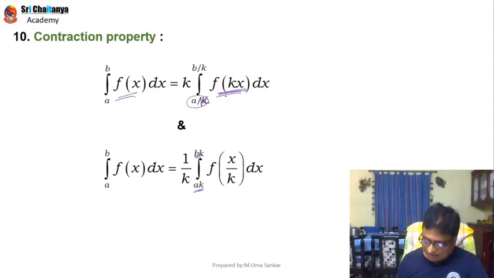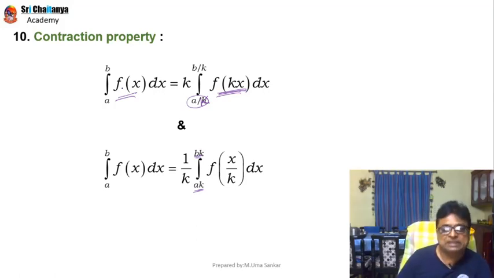That's the point. But here the major important point is why they are called contraction. I will explain that in the geometrical interpretation. Of course, the analytical proof here is very simple. What is my analytical proof?